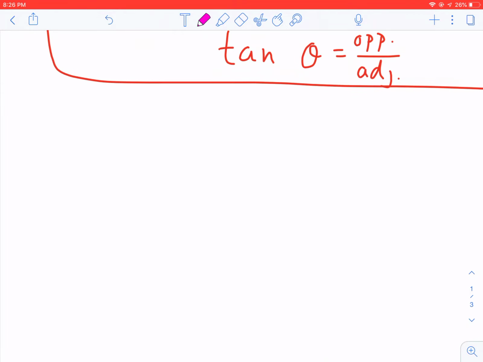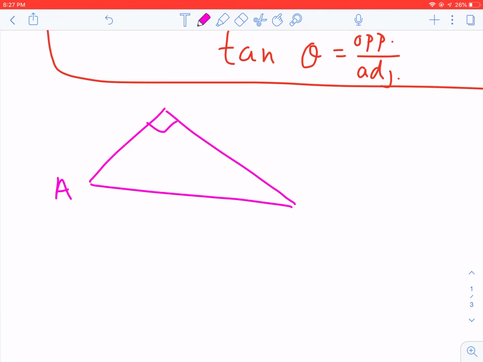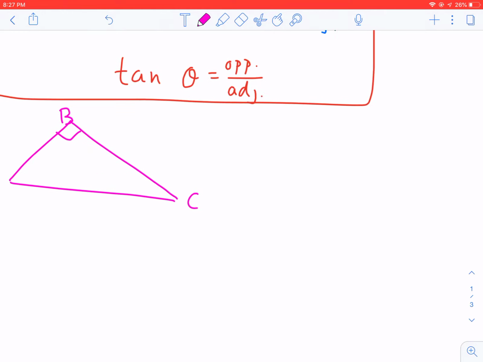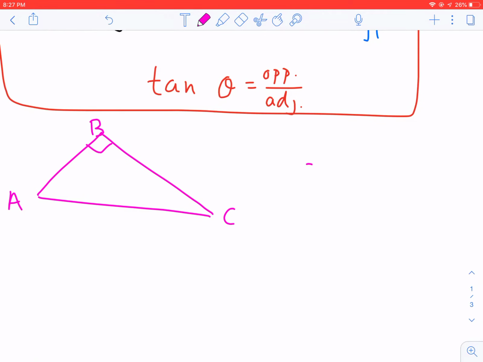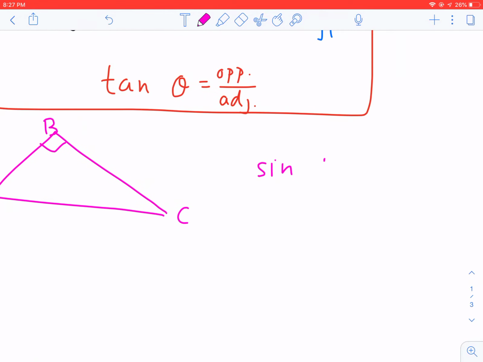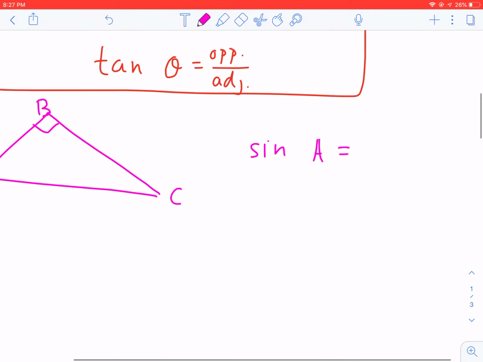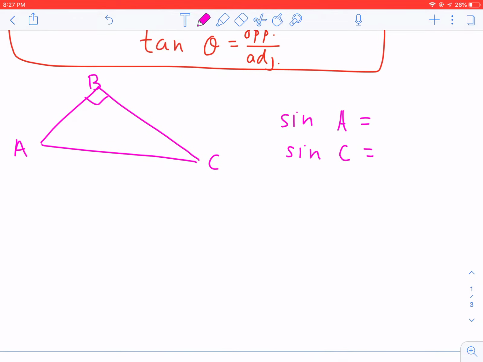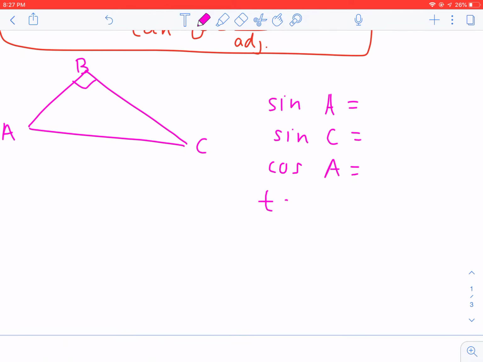So let's just practice on, let's say, this right triangle here. If I call this triangle ABC, pause the video for a second and tell me, if you can, what sine of A is equal to, what sine of C is equal to, what cosine of A is equal to, and what tangent of C is equal to.